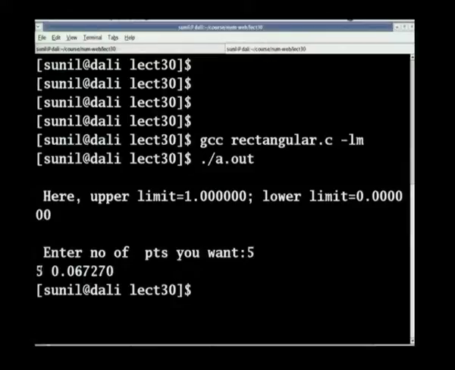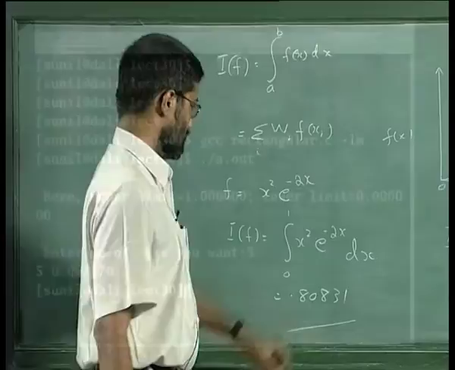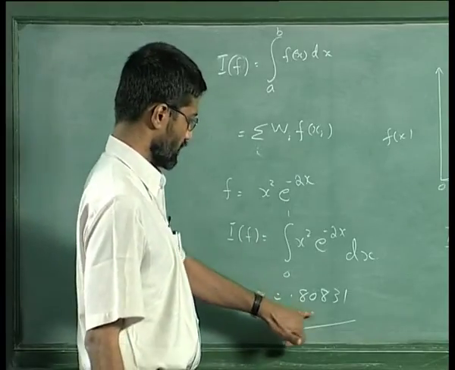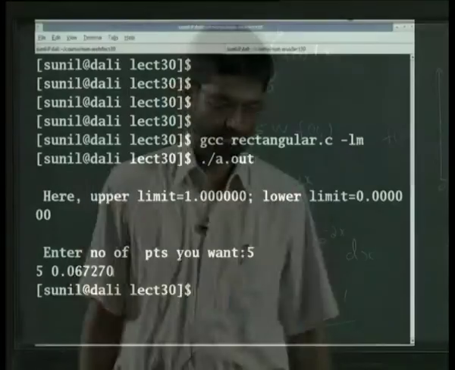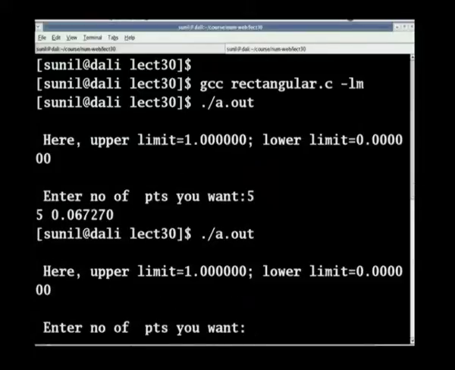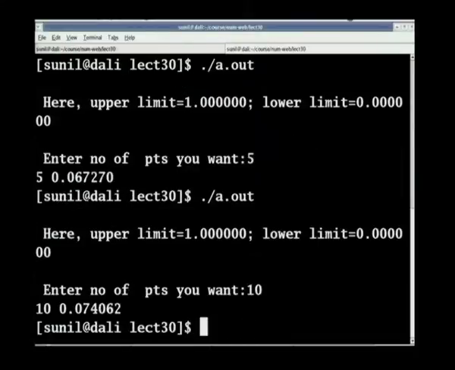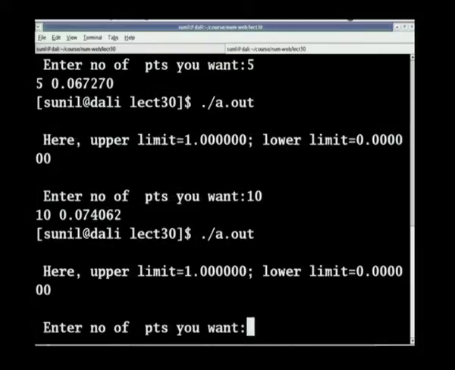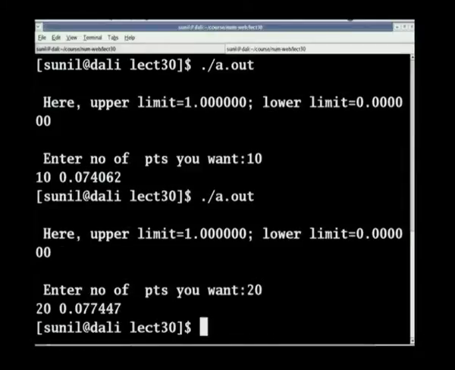Okay. So we get the answer to be 0.067270. So with 5 values at which we evaluated the function, we are getting 0.067270, while we know the correct answer is 0.80831. You can do this analytically. You can see that 0.80831 is the correct answer to this integral. So we have to increase the number of points. We just increase it to 10. So we go from 0.067 to 0.74, and we go to 20. So we get 0.77. We go to 100 points, and then we get 0.801.